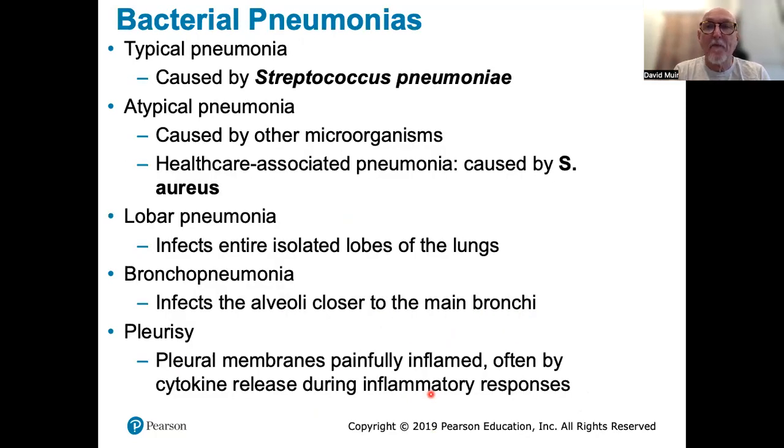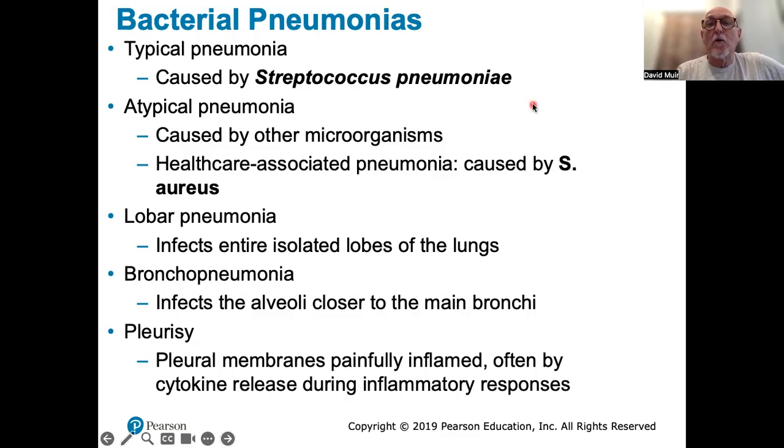Okay, so let's just have a look now at some of the other lower respiratory tract infections. And of course, one of the most important are the bacterial pneumonias. Now, pneumonia is really a sign. It's not a disease in and of itself, it's a sign. And it's a sign that the alveoli have become flooded with fluid, inflamed, and are no longer able to perform the normal task of exchange of oxygen and carbon dioxide.